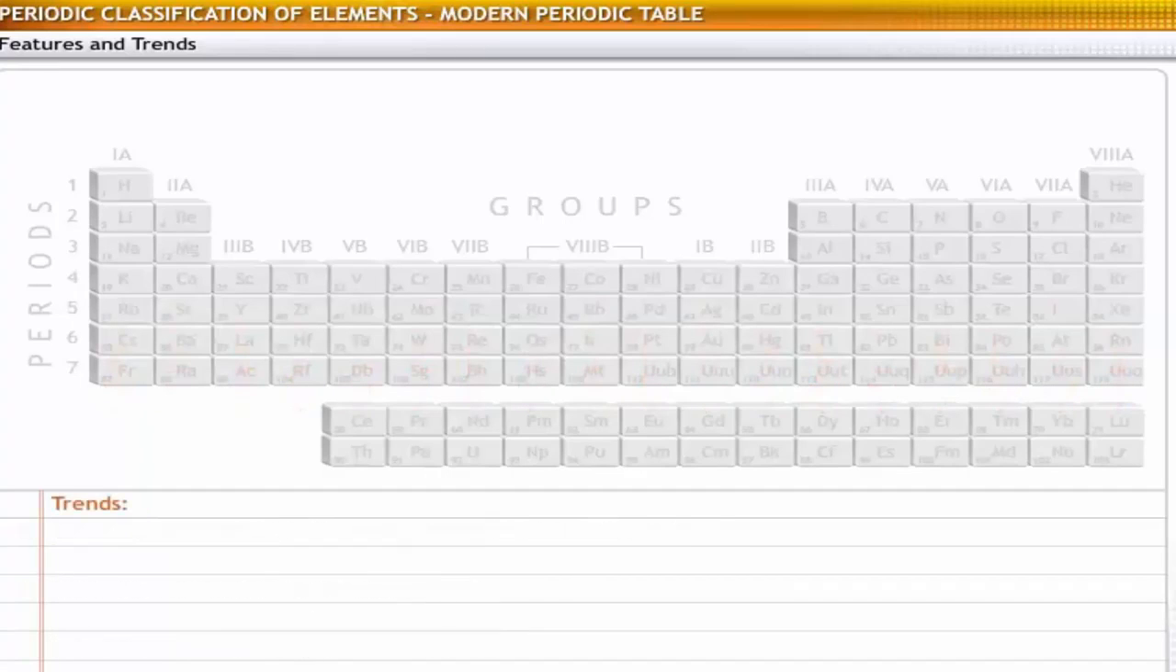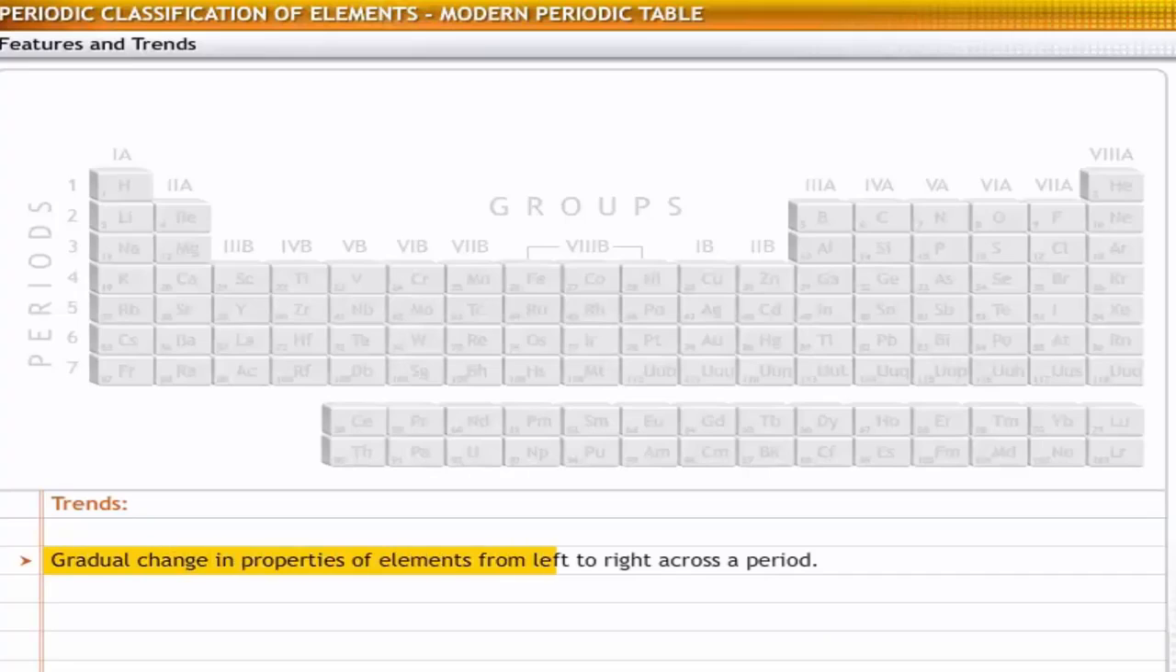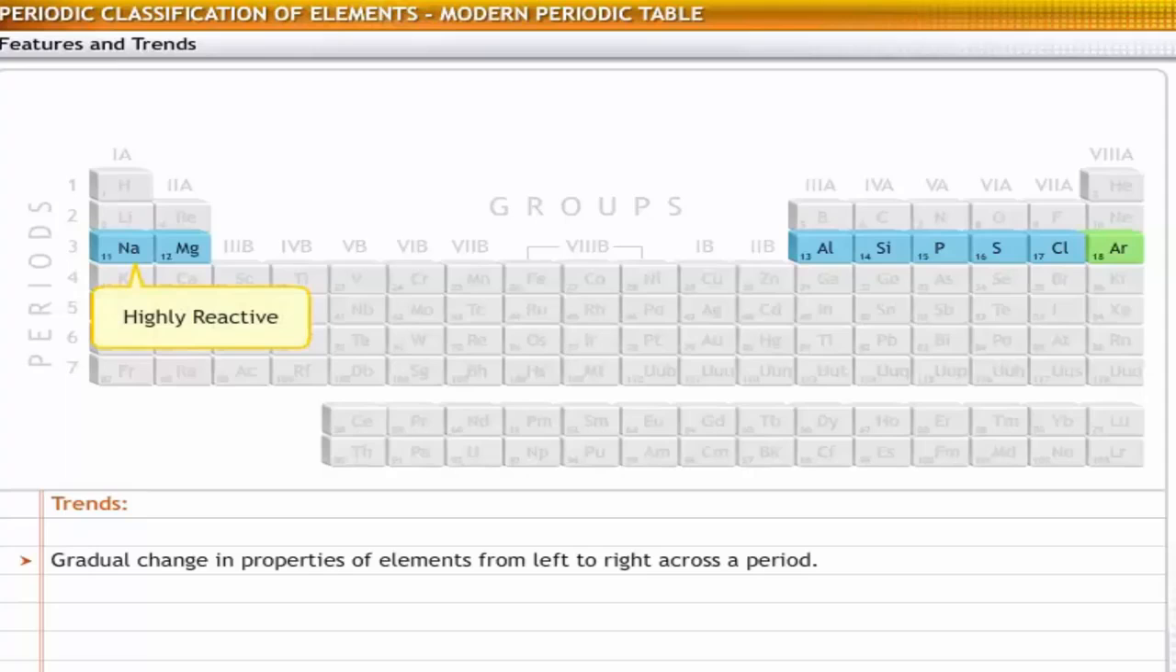Let's look at the basic trends in brief. The properties of elements change gradually from left to right in a period, as an electron is added to the outermost shell. For example, sodium is highly reactive and magnesium is less reactive as compared to sodium.